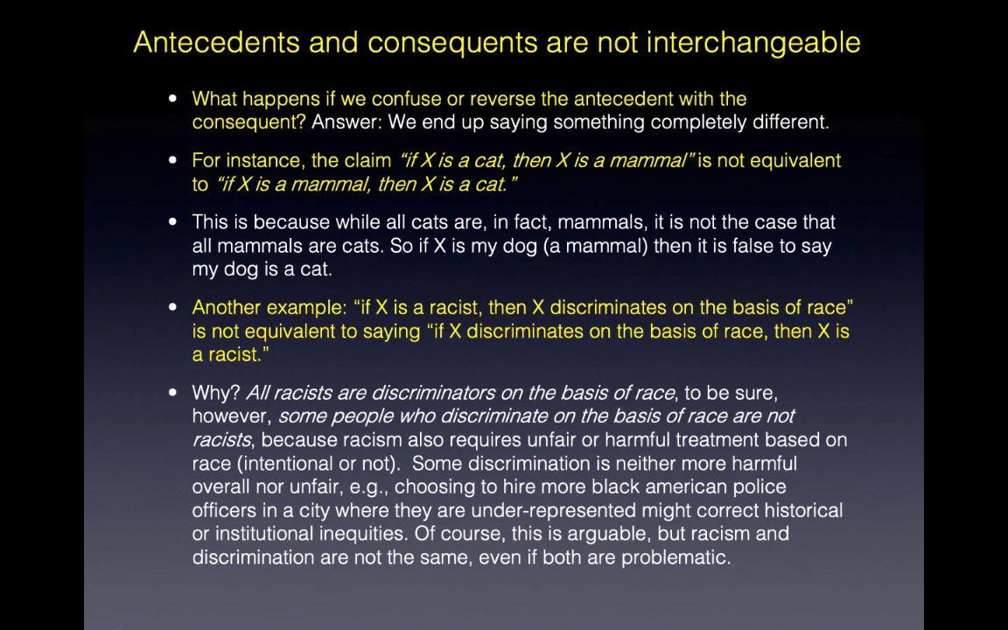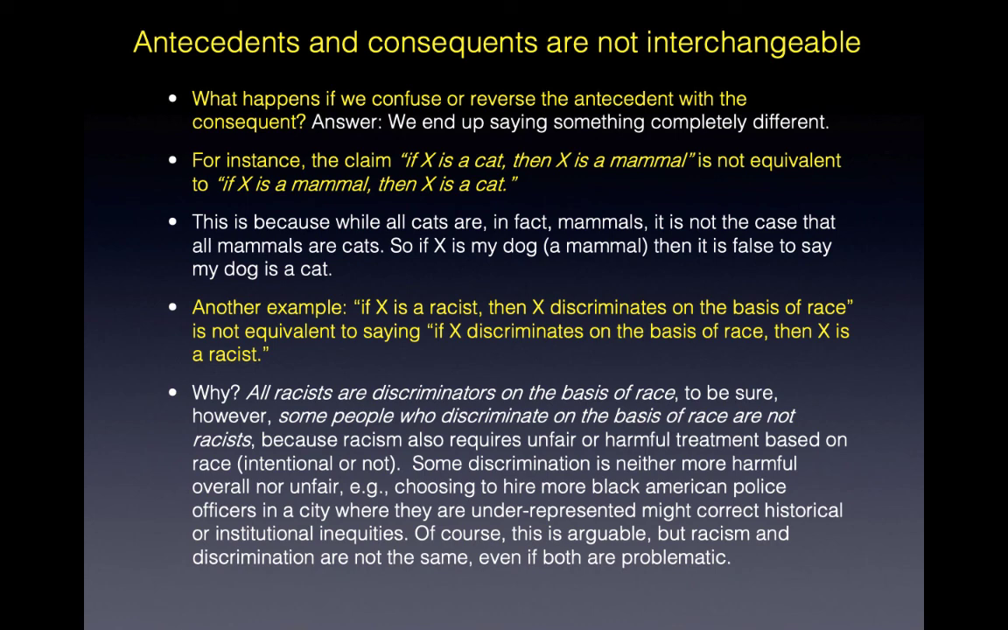I mean, unless you think discrimination is identical with being a racist. If you think discriminating on the basis of race is all there is to being a racist, then of course you're going to reject this. But really that's not how we use those terms. Definitely, I think it's fair to say that racism is a form of harmful discrimination. But is it the case that any case of discrimination based on race is harmful? All racists are discriminators on the basis of race, to be sure. But some people who discriminate on the basis of race aren't racists. Because racism also requires unfair or harmful treatment based on race.